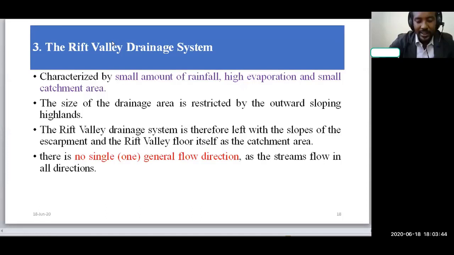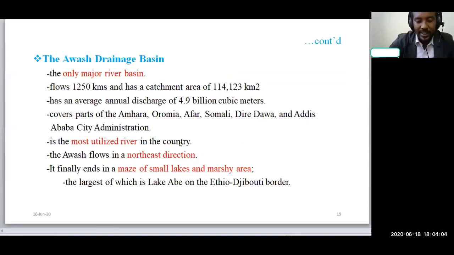Here, the Rift Valley physiographic region does not have a well identified, clearly defined flowing direction. As a result, streams flow in almost all directions. Well, this drain system also has drainage basins or river basins. If you remember, the eastern drain system is made up of two major rivers, the Wabi Shebelle River Basin and the Genale River Basin. What about this one?